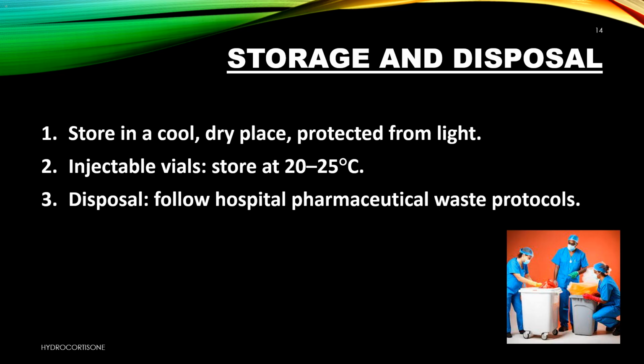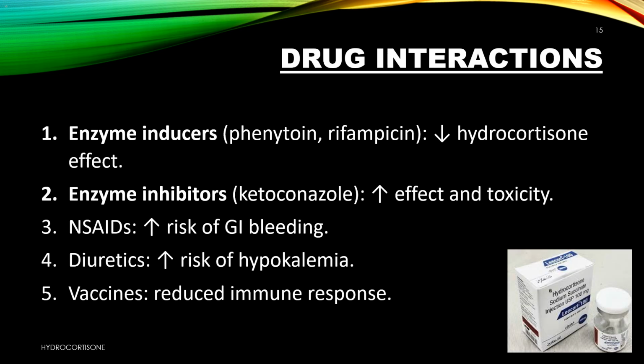1. Storage conditions. Hydrocortisone should be stored in a cool, dry place, protected from light, to maintain its stability and potency. 2. Temperature control. Injectable vials of hydrocortisone should be stored at a temperature range of 20 to 25 degrees Celsius, which helps to preserve its chemical integrity. 3. Disposal protocol. Hydrocortisone and its packaging should be disposed of according to hospital pharmaceutical waste protocols, ensuring safe and environmentally responsible disposal practices. Drug interactions with hydrocortisone.